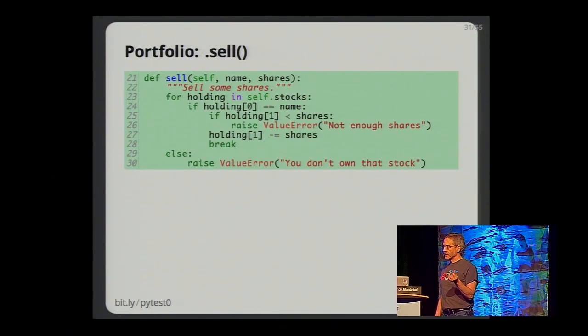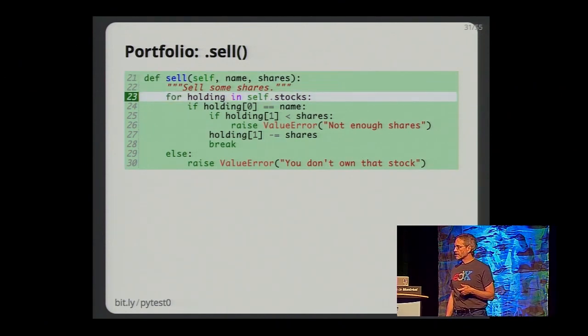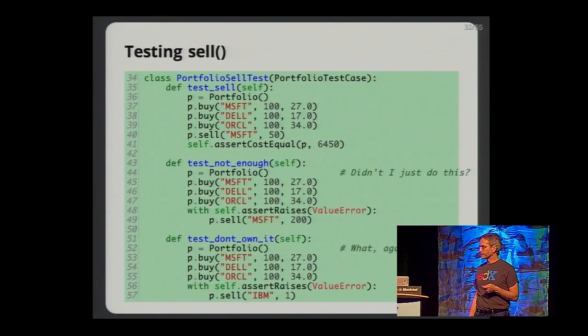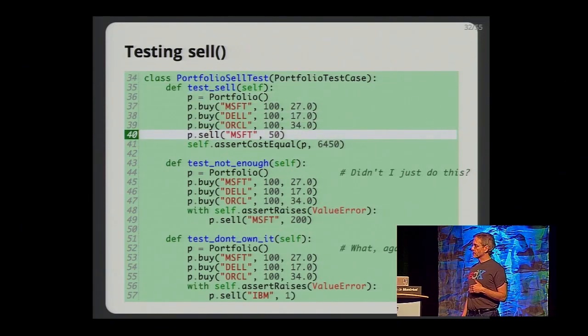Let's add another method to our portfolio class. We're going to add a sell method. The sell method is going to take a name and some shares, and it's going to find that holding, and it's going to subtract that many shares from the portfolio. To test sell, we're going to make a portfolio. We're going to put some things into it. We're going to try to sell 50 shares of Microsoft. This cost should have gone down.